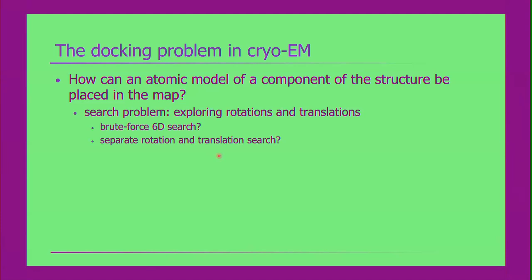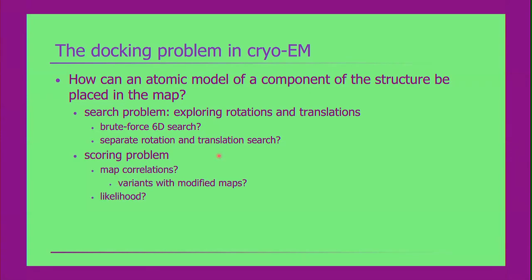So there are different problems within this. One is the search problem. How do you explore all of the orientations and the translations to place the molecule in the map? Should you do it by a brute force 6D search, which is what a number of the cryo-EM docking programs do? Or can you separate the rotation and translation search, which is the approach that we've gone for, as I'll explain.